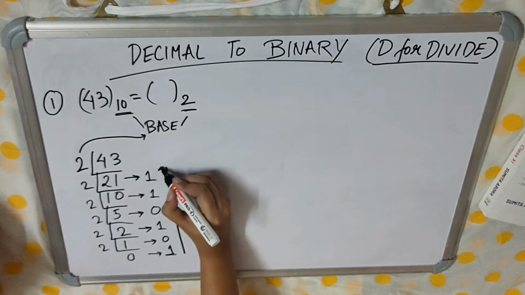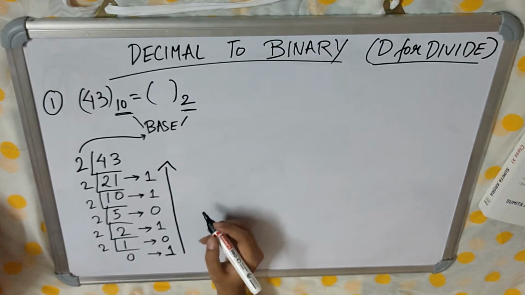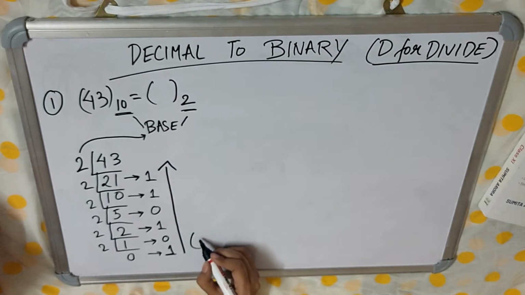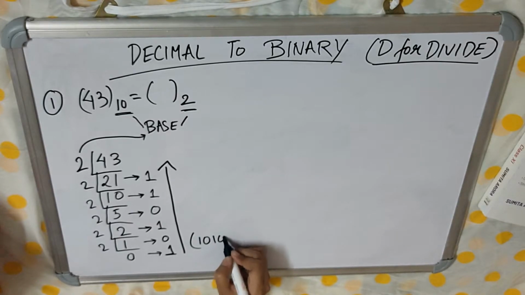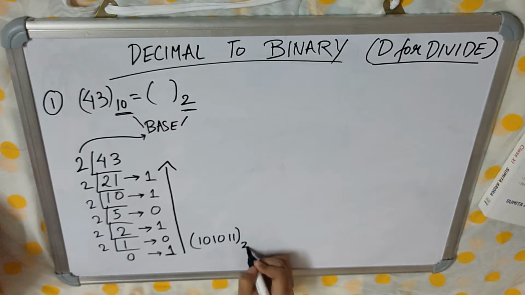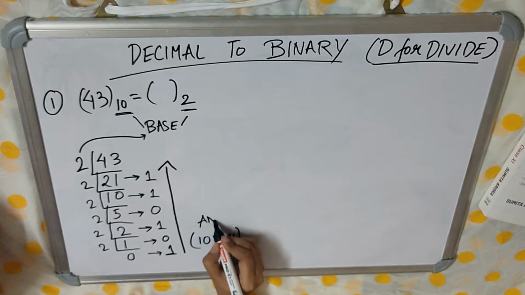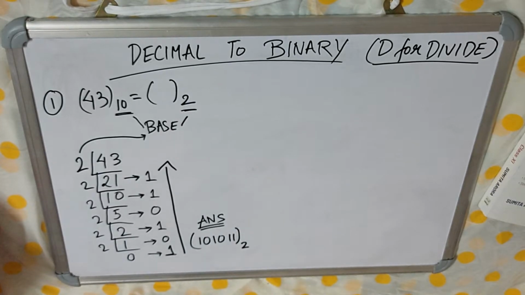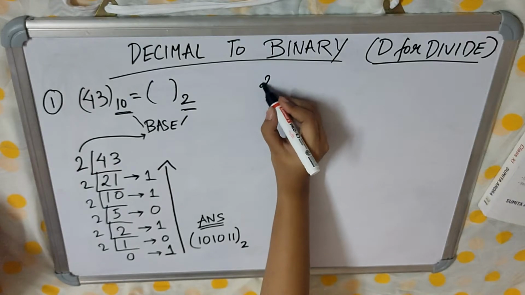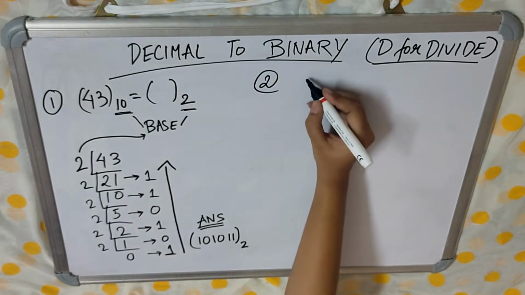This is how they represent it, and we have to write the number from the bottom to top approach. The arrow helps you to understand. You have to write the number 1 0 1 0 1 1, and that's your answer in the binary form. So 43 converted into binary form is that answer.